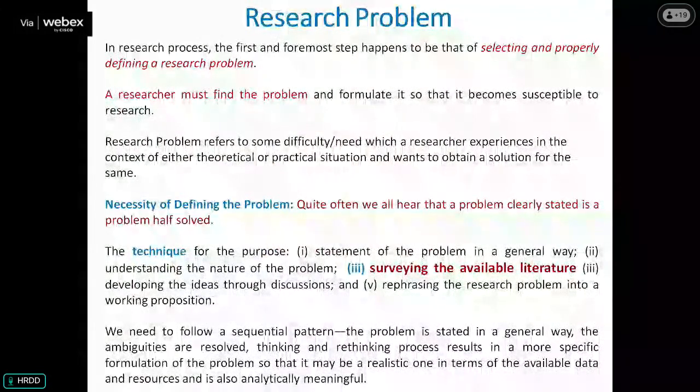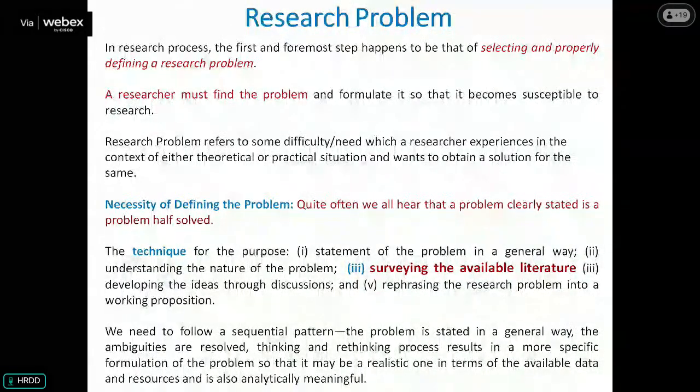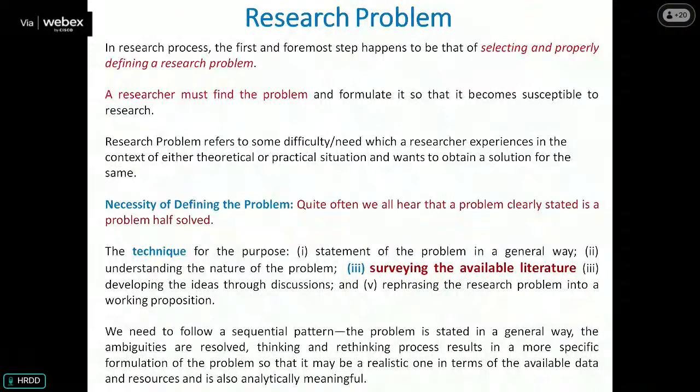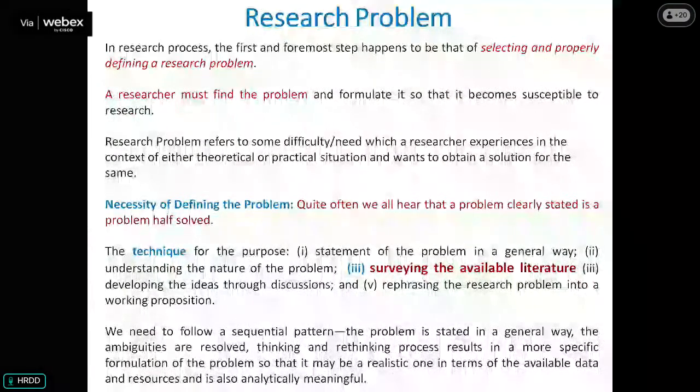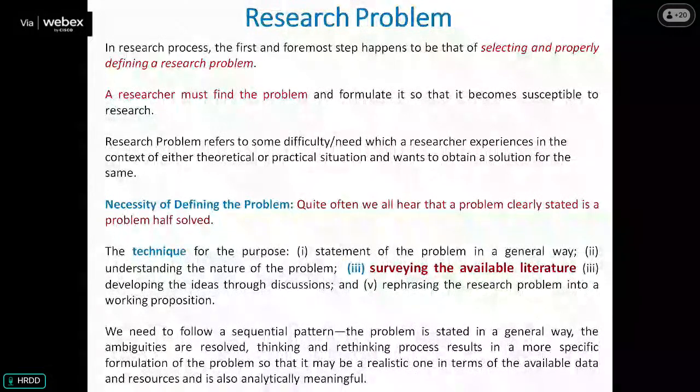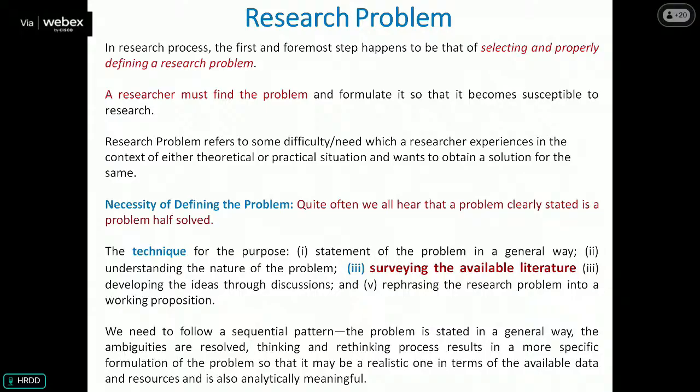So research problem. What we studied in research process, the first and foremost step happens to be selecting and properly defining a research problem, right? I'll do a recap so that whatever you understand in the class itself, you have to sit for the exam. That is why we are keeping on repeating.